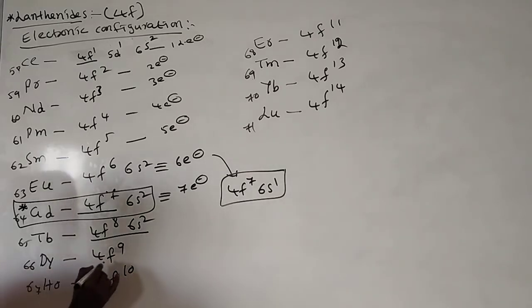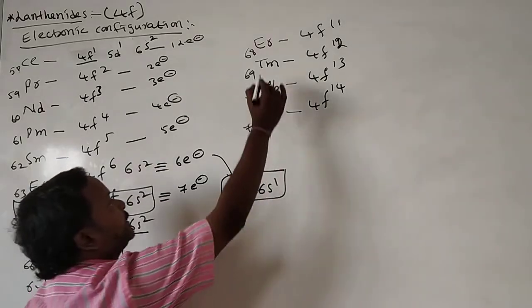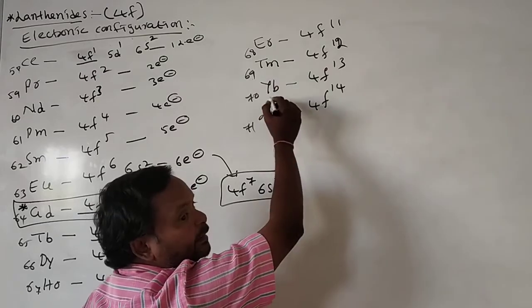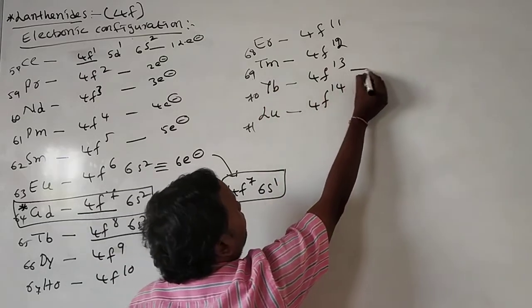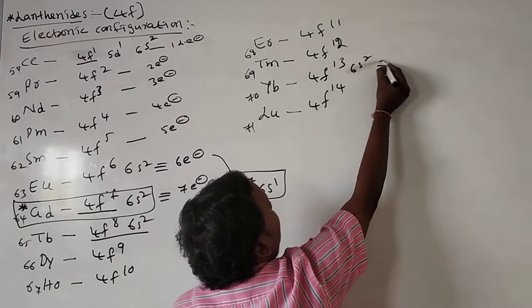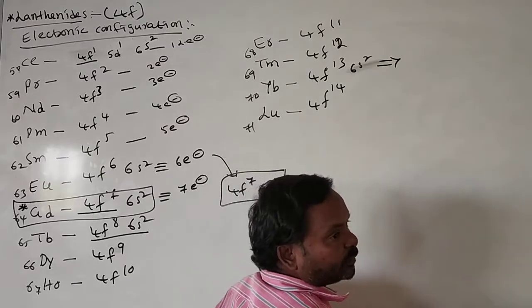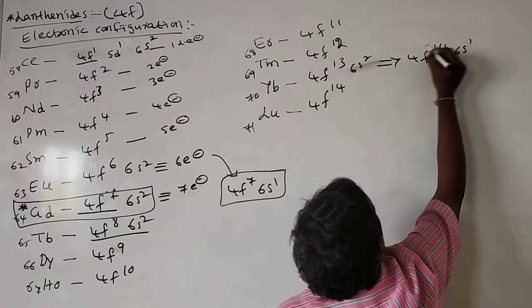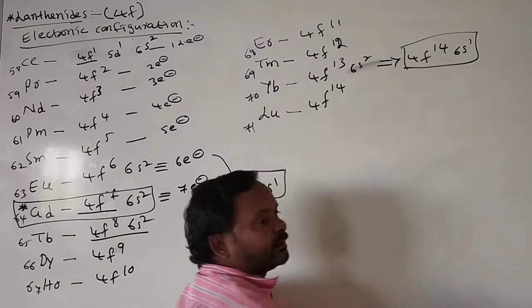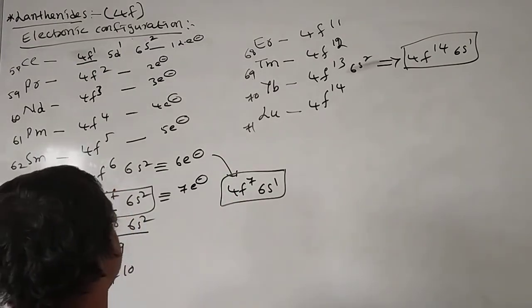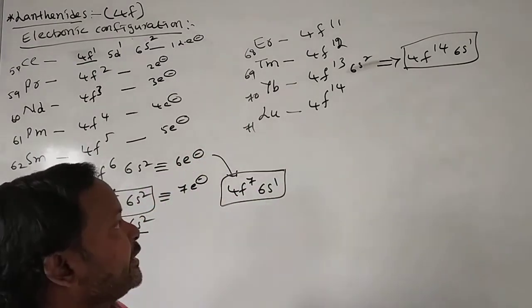Dysprosium, Dy means dysprosium, 4f9. Holmium, 4f10. Erbium, 4f11. Thulium, 4f12. And here ytterbium, 4f13. Its normal electronic configuration is 4f13 6s2. Here 4f14 6s1 is the abnormal electronic configuration of ytterbium.